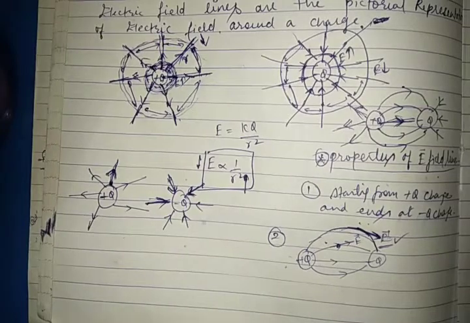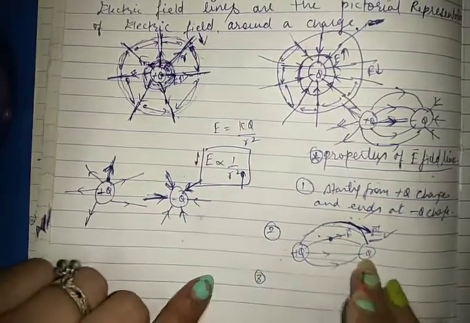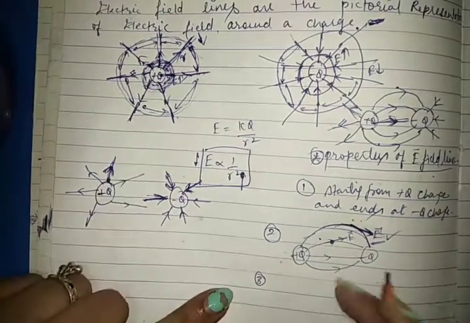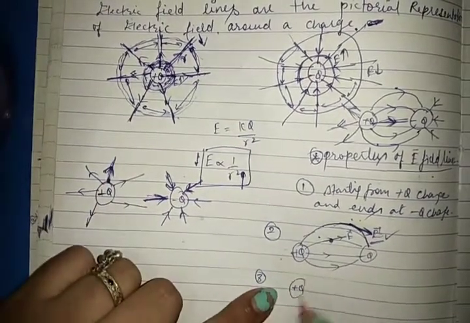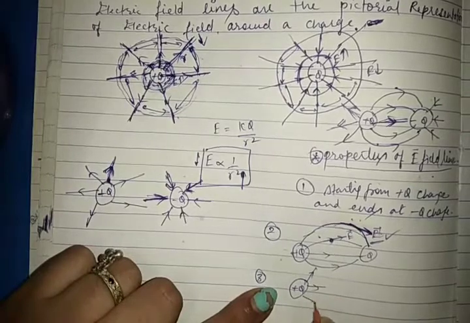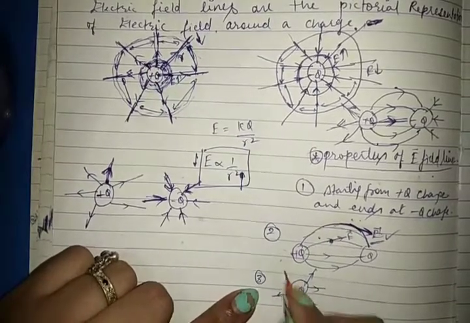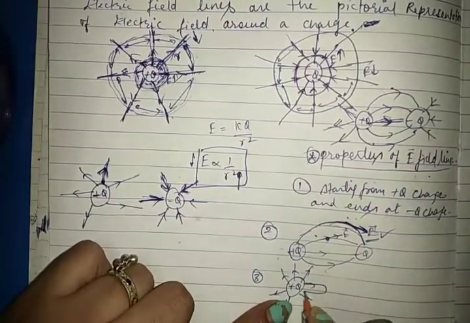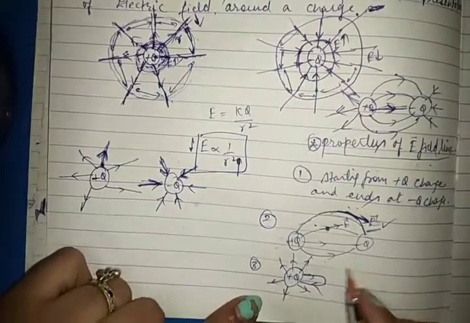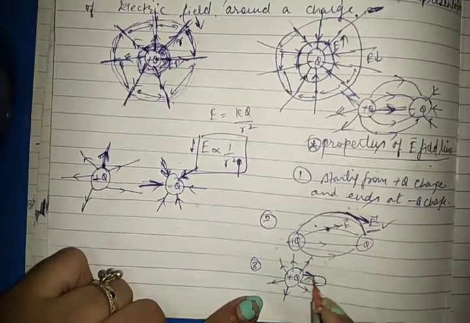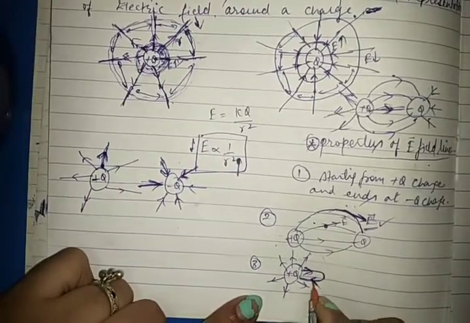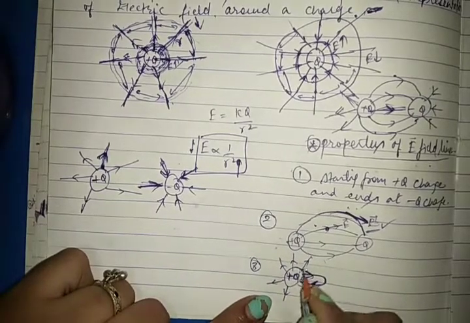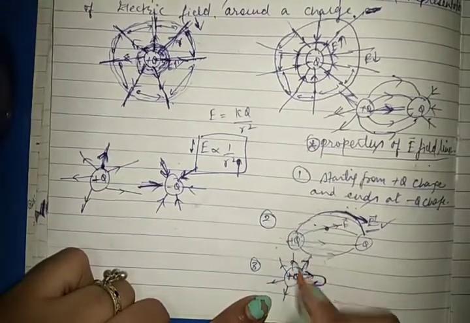And the third property is that electric field lines never form a closed loop. How? See, this is a positive charge, and the nature of a positive charge is that it sends the electric field radially outward. Okay, can it be possible like this situation? This is radially outward, and the same electric field lines come to the positive charge radially inward. No, because the nature of a positive charge is that it sends electric field lines radially outward, right?